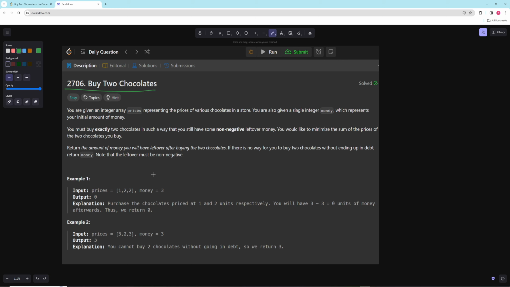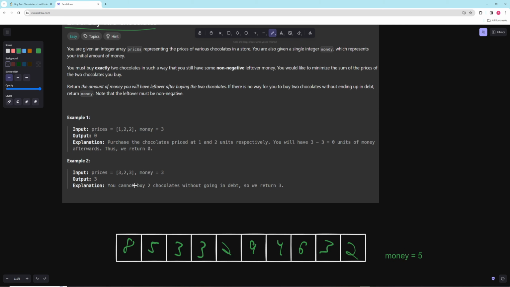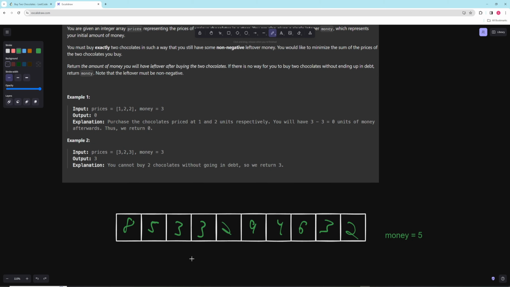So let's go over the examples. In the first one, you would just buy these two, and then you would have zero change. In the second one, you can't buy two of them. This is pretty much a greedy problem, and the solution is straightforward. You're asking how much change you will get after buying two chocolates, and can you buy them? The optimal solution is to find the two cheapest chocolates and buy them, because if you can't buy them, you can't buy anything else. So your algorithm is to look through the array for the two cheapest things and see what the total is.